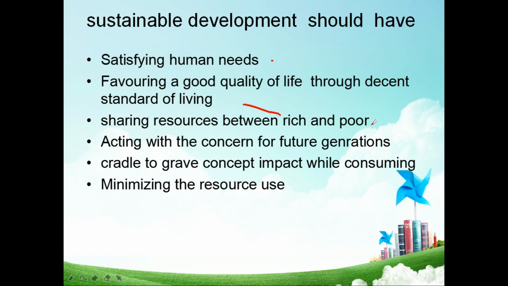Next, moving on to the fourth point, acting with concern for the future generations. So what is related to the future generations? We should also have good relations from the past or ancestral generations to the present generations. That is the major thing, and sustainable development should have all these things. Otherwise, we will not call it sustainable development, and it will not lead anywhere also.